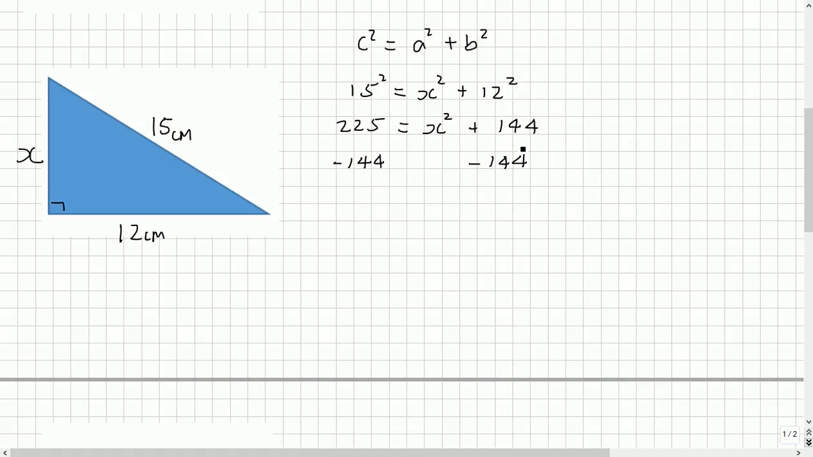So yeah, it's an equation. We've got to keep both sides the same and do the same thing to both sides. So 225 take away 144 leaves you with 81. The plus 144 and the minus 144 cancel each other out, so that gives us x squared on the right hand side. And now we can work out what x is. X has got to be the square root of 81, which you might know already is 9. Okay. Let's move on and look at another example.